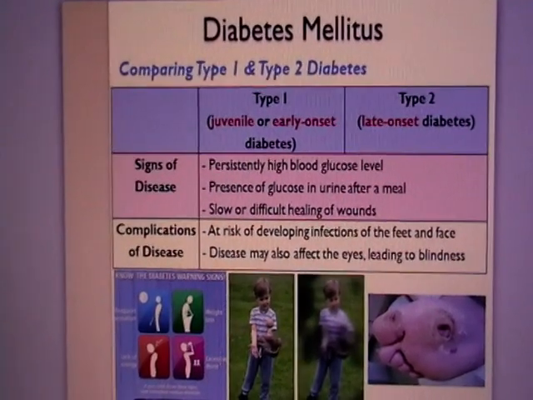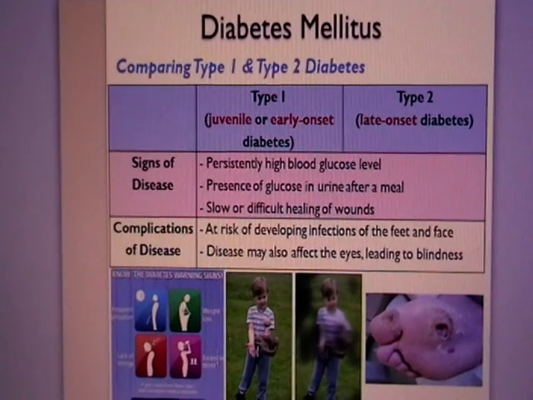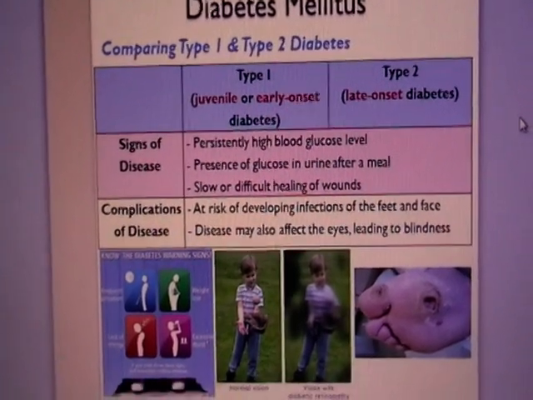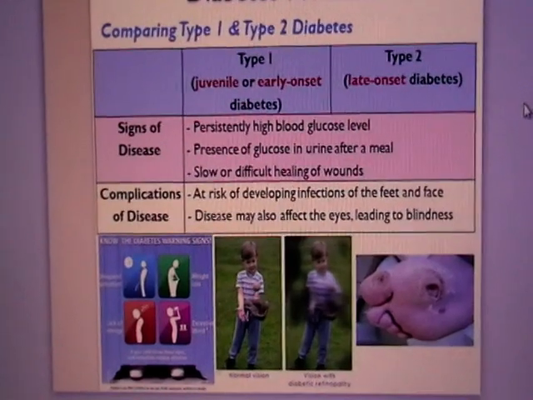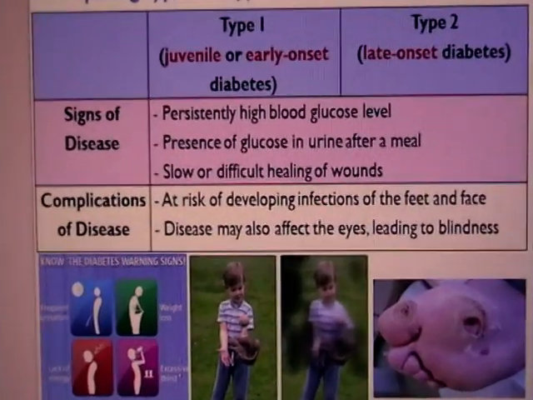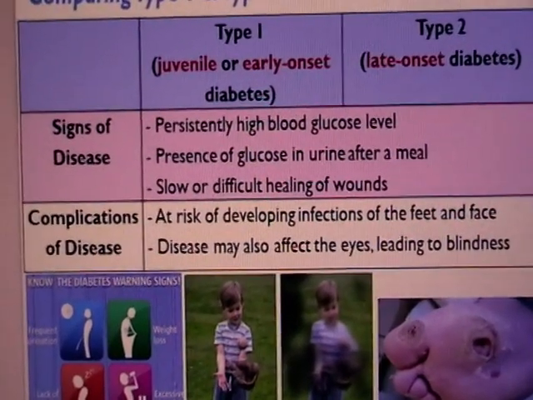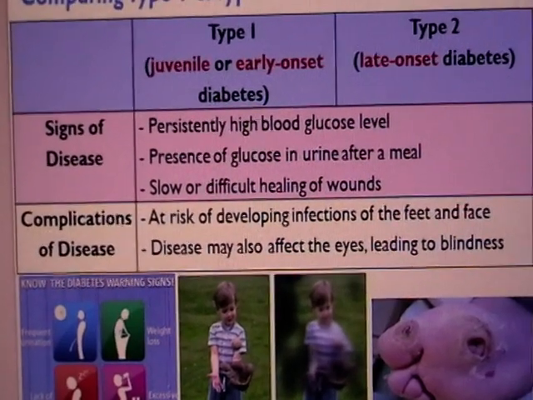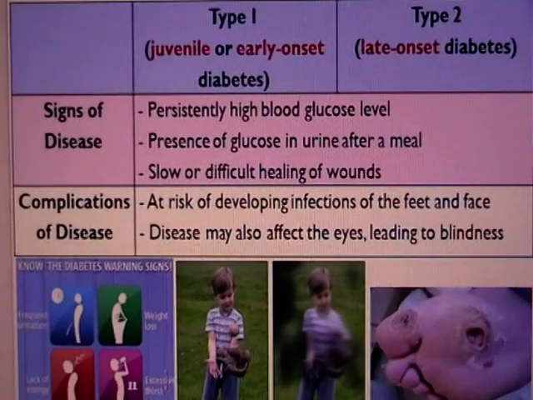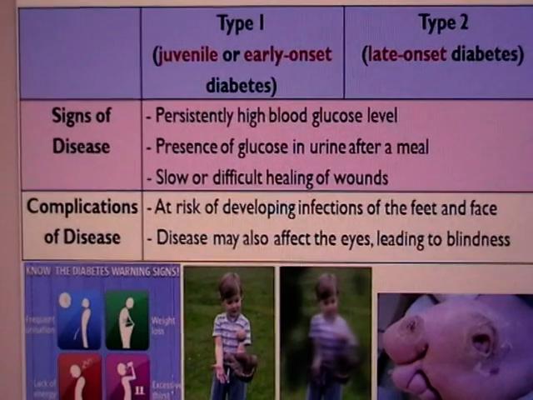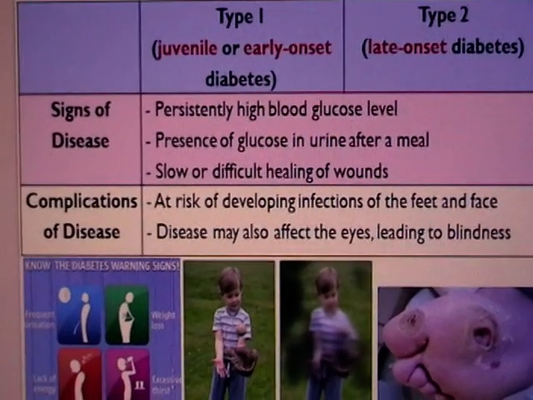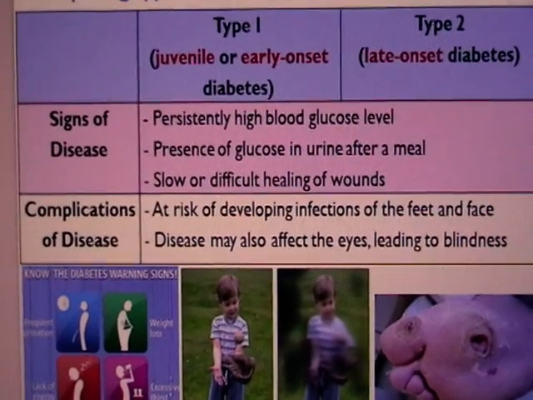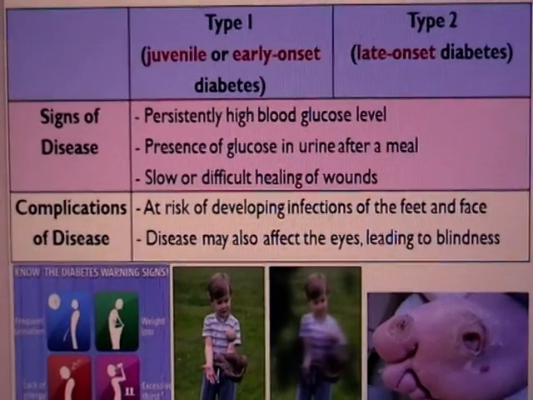If the question asks you to compare and contrast between the two types, definitely you have got to tell me some similarities. And here I give you the similarities. In both diabetes, there is this persistently high glucose level found in the blood. There's also the presence of glucose in urine after a meal, and usually when you suffer a wound, the healing process will be slow.